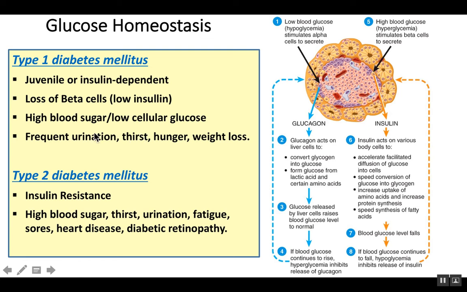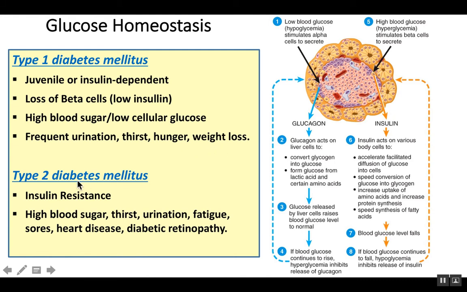Some signs and symptoms of type 1 diabetes: frequent urination because of the loss of glucose into urine. When an individual has really high blood sugar, some of that glucose spills out into the urine, and that pulls water out of the body. When you pull water out of the body, you're often very thirsty. These individuals often have hunger and weight loss.